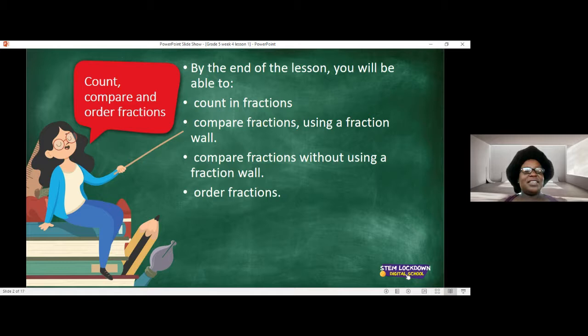So let's go straight to the lesson. We are counting, comparing, and ordering fractions. By the end of the lesson, you'll be able to count in fractions, and you're also going to be able to compare fractions using a fraction wall. You're also going to be able to compare fractions without using a fraction wall. And the last thing you're going to be able to do is to order fractions. So we are still on fractions. We'll be on fractions up until Thursday, and then we'll start on a new topic.